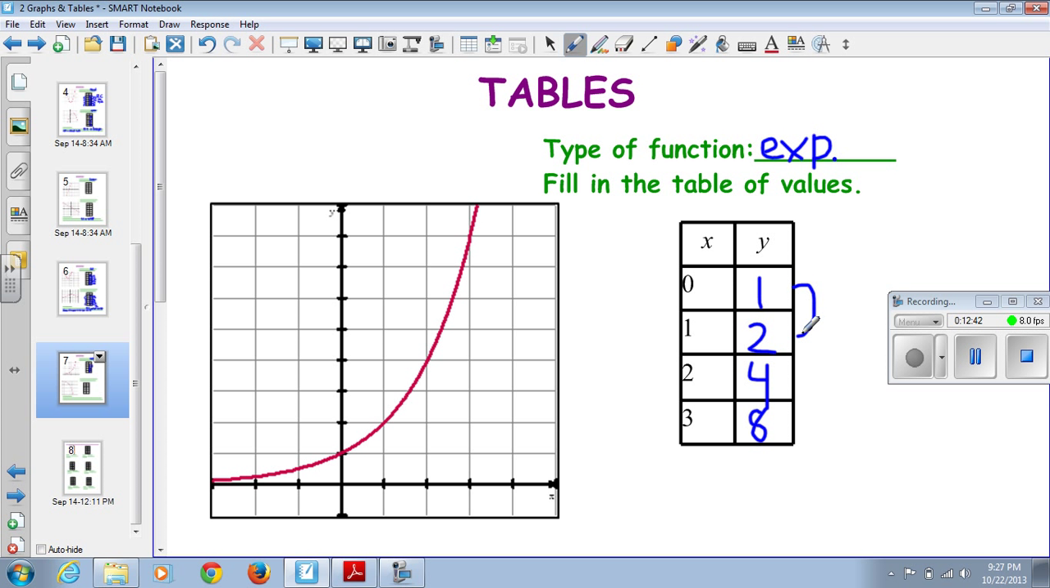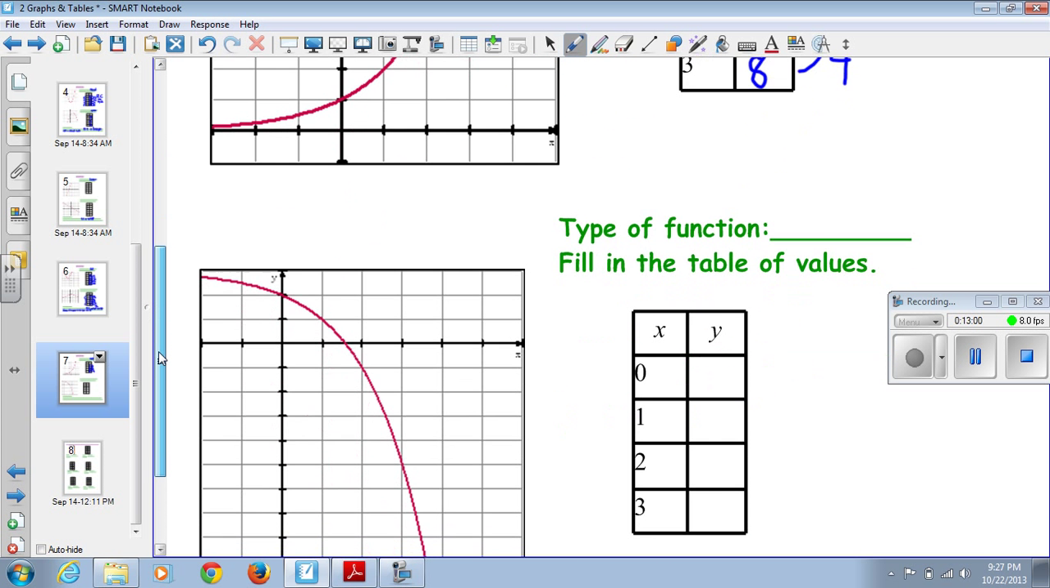Rate of change, we're going up by 1 here. Then we're going up by 2. And we're going up by 4. What do you guys see going on here with our rates of change? Think to yourselves. Let's check the other table on this page.